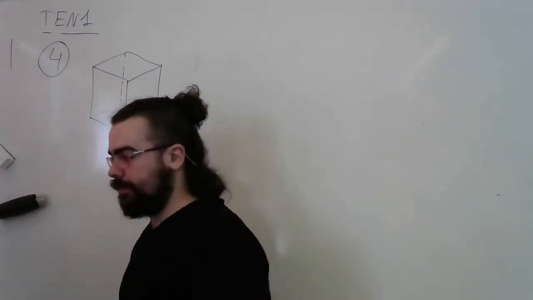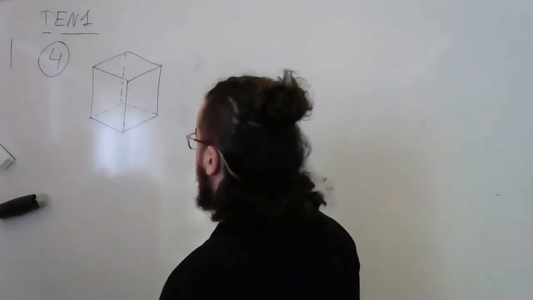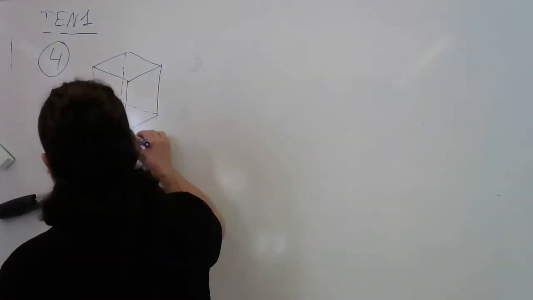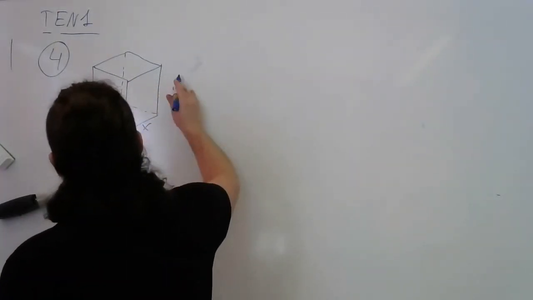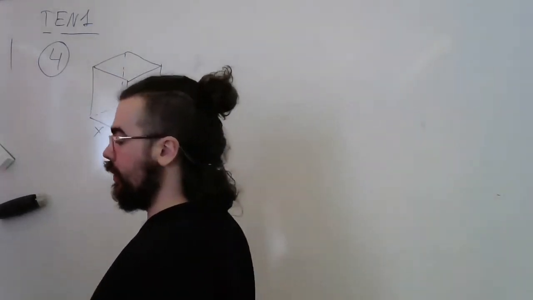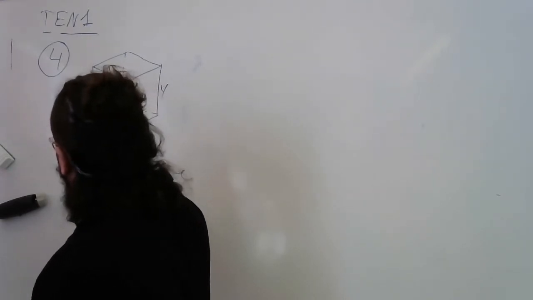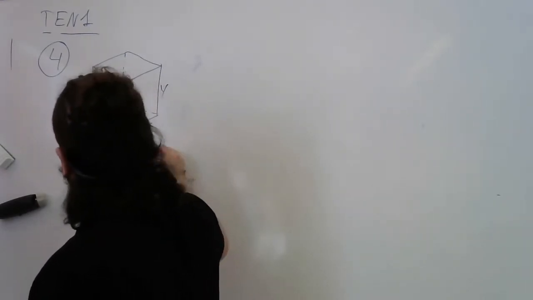So this is a box. My box is amazing. A thin box with a square bottom. So we're going to call the side of the base x and the height y. And we know that the volume of this cube is 4. So first piece of data we have, the volume of the cube is 4.